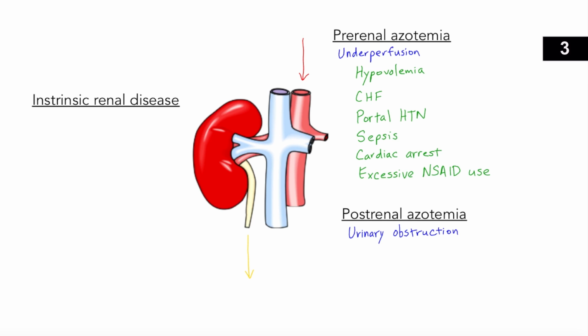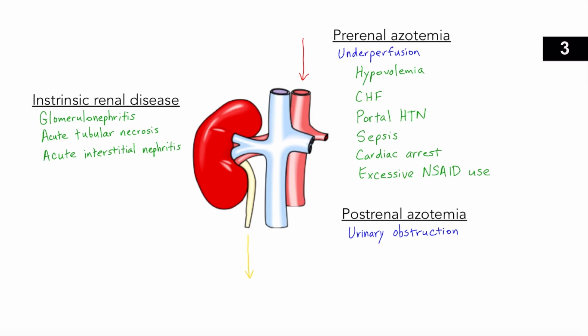Now, intrinsic renal diseases that cause acute kidney injury include things like glomerulonephritis, which affects the glomerulus, acute tubular necrosis, which affects the epithelial cells of the nephron tubules, and acute interstitial nephritis, which affects the interstitial tissue around the tubules in the glomeruli. There are certainly more causes of this, but those are the big ones, especially glomerulonephritis, which is covered in a separate video, and also ATN, which we're going to cover in a little bit.